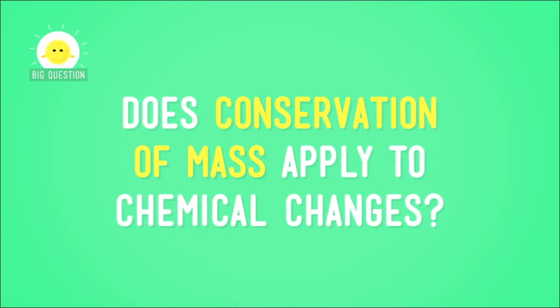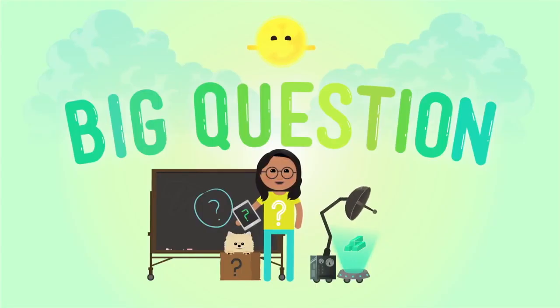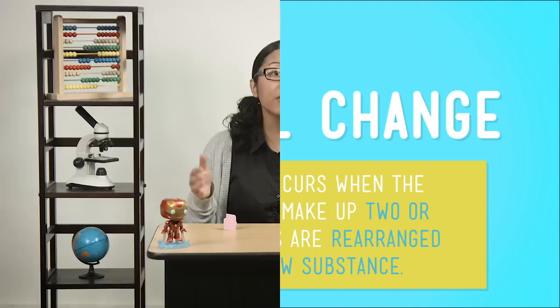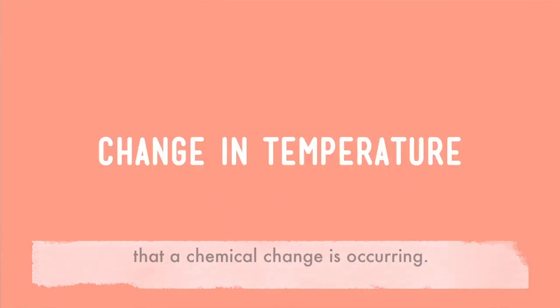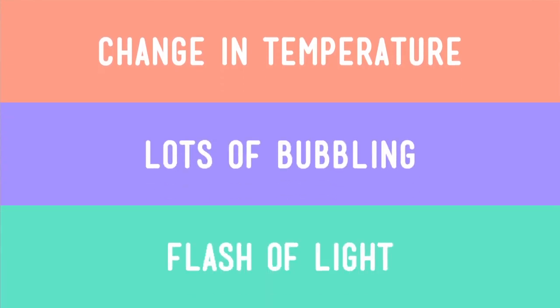So, does conservation of mass apply to chemical changes? In other words, when a reaction happens, are the atoms that make up the reactants and the products the same? Are they conserved? You know that during chemical changes, the particles that make up two or more substances become rearranged to make a new substance. And then there are things that give us clues that a chemical change is occurring, like a change in temperature, or lots of bubbling, or maybe even a flash of light.